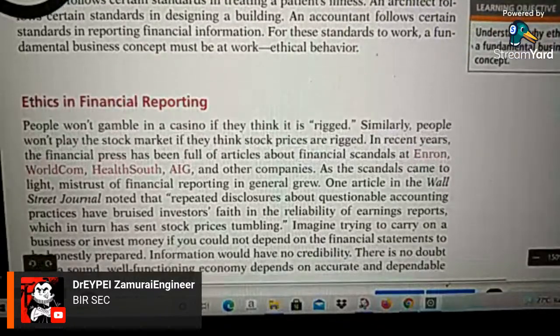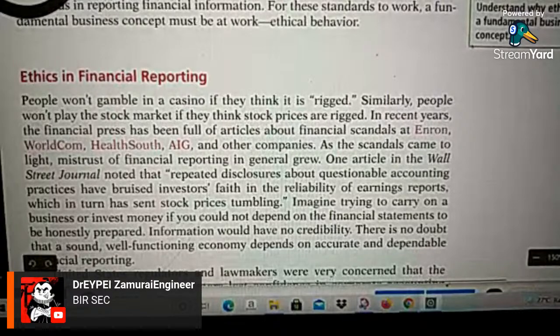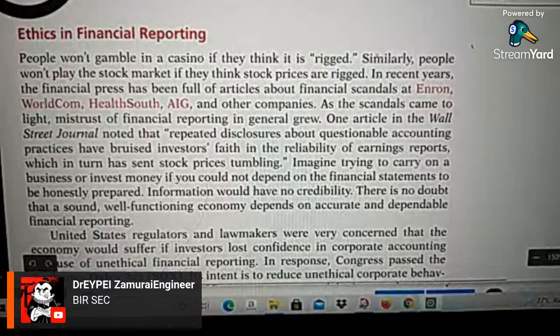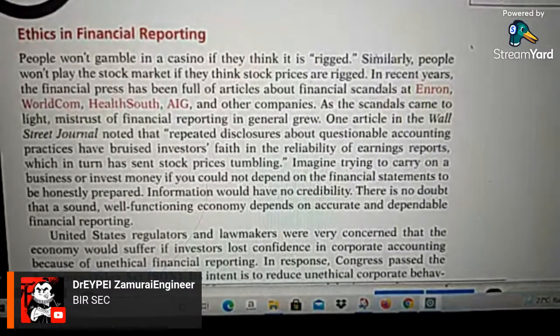Building blocks of accounting. We already know that there are four building blocks of accounting. Ethics. Ethics is the way, the manner, the character of the company. When we say a company has no ethics, it has no manner, it has bad character. So that is a characteristic, the character of the company, the way, the manner they deal with their transactions. That is what we call ethics in financial reporting.